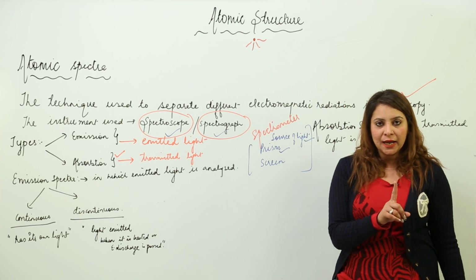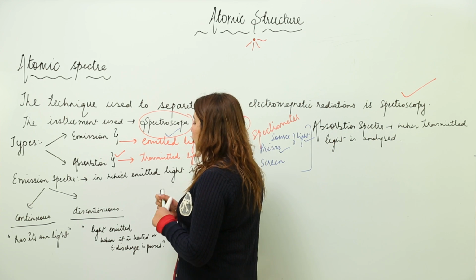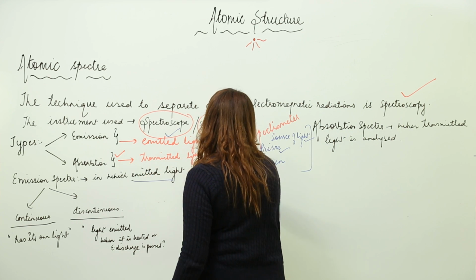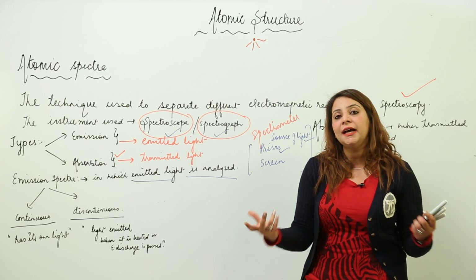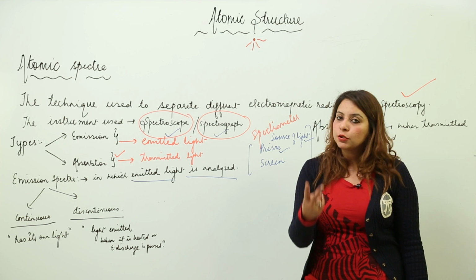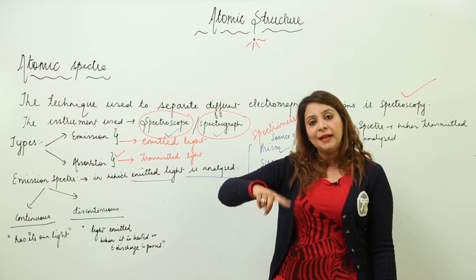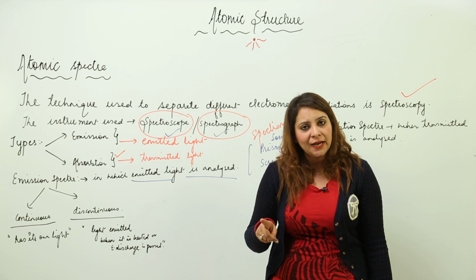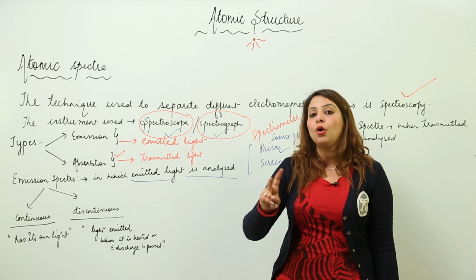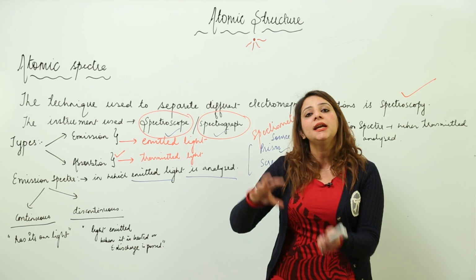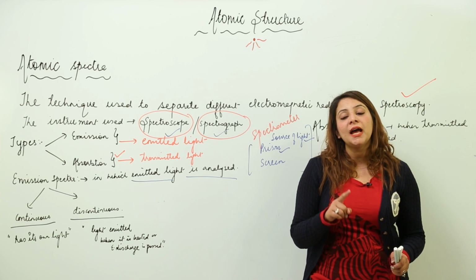So starting with the first type, that is the emission spectra. As I told you, in emission spectra we analyze the emitted light. So can you tell me under what conditions the light is emitted by an atom? Obviously two conditions. First, it should itself be a source, that means it should have its own light. And second is that when we heat it or when we pass an electric current through it, then it emits a light. So you need to remember under what conditions the atom emits light.